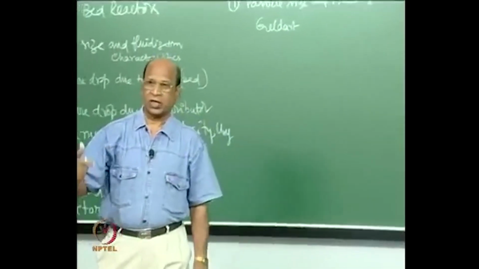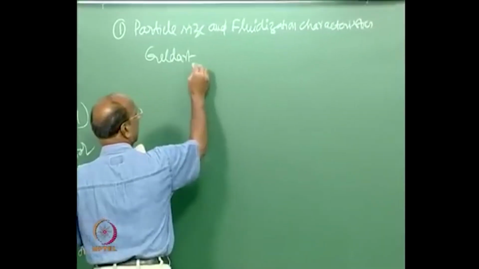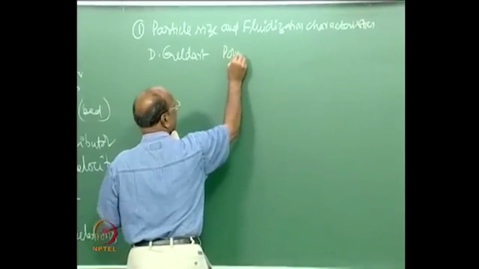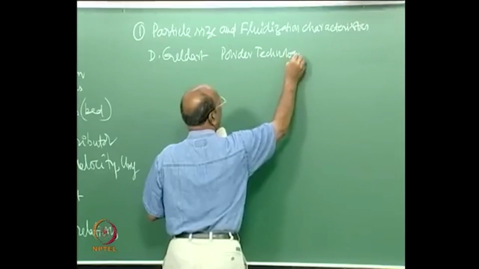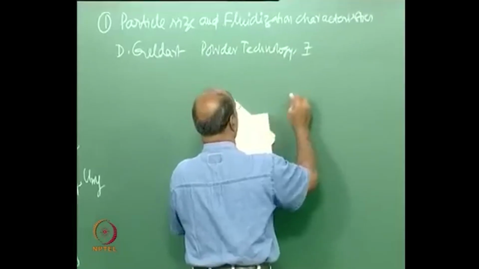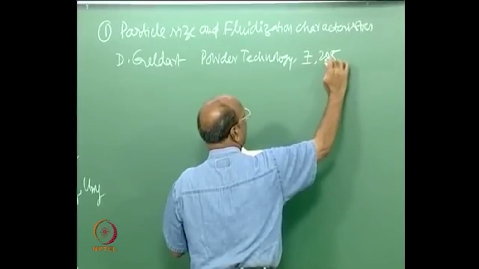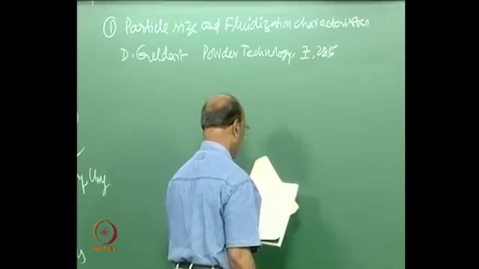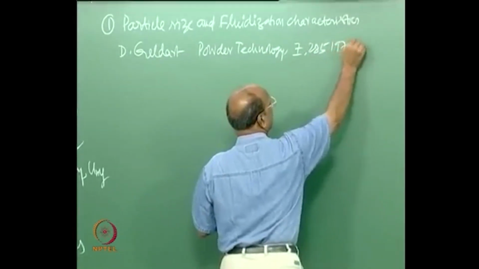So, from then onwards it is called Geldart classification of solids. Okay. So, he published a paper in Powder Technology, volume 7, page number 285, 1973.